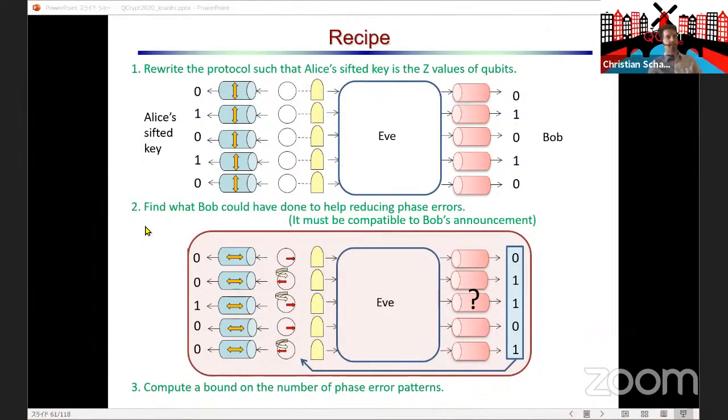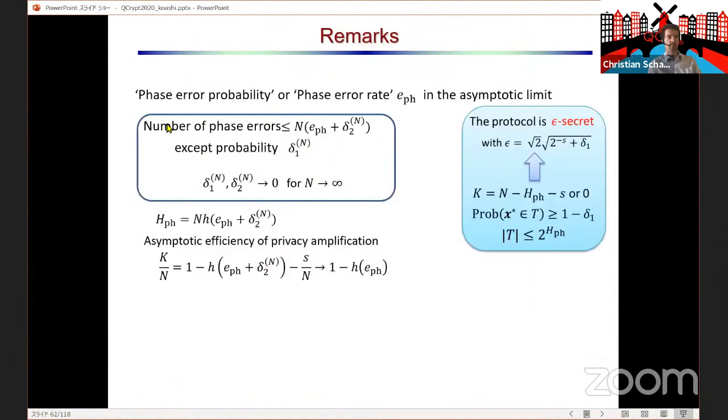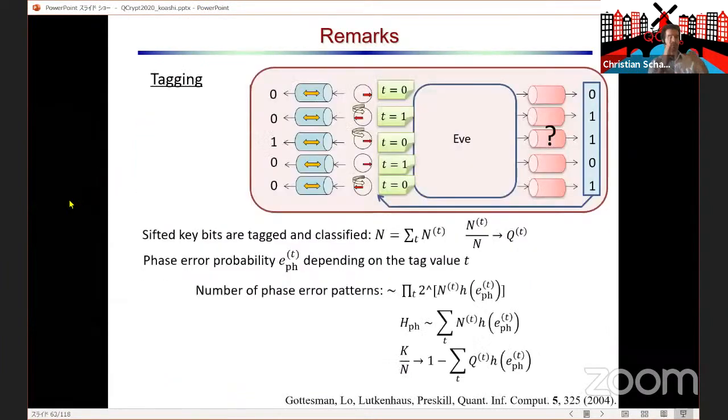Yeah, actually, I was asking this question. I was just wondering, can you also analyze the 6-state protocol with this approach? So far, you always talked about one or the other basis. Can you also incorporate a third one?